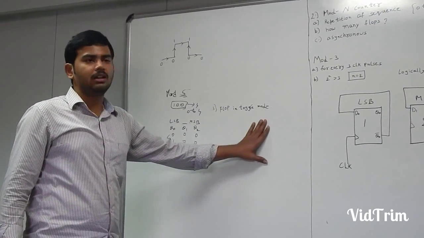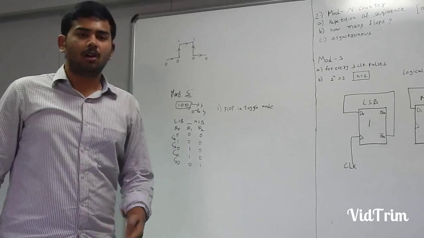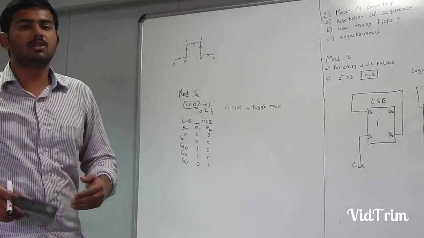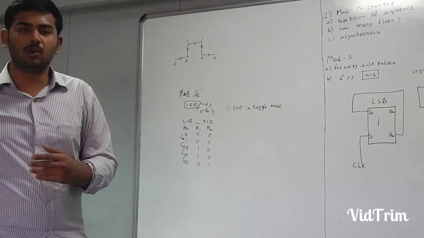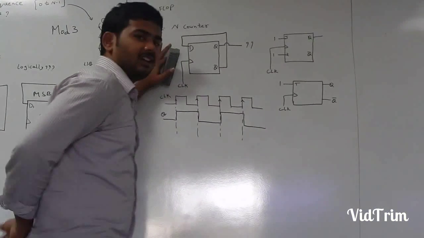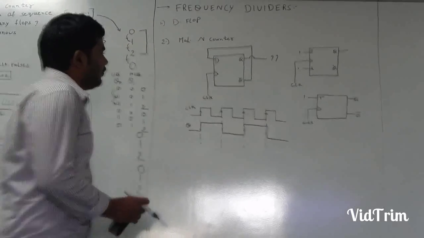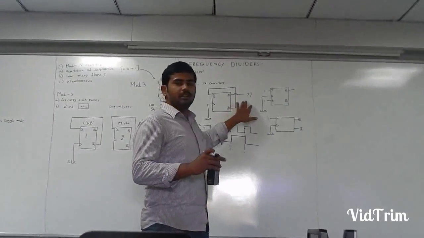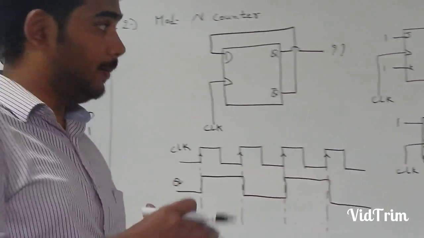Now let us know what toggle mode is. Toggle mode is nothing but every clock pulse the flip-flop should toggle, in the sense it should change the state from 1 to 0, 0 to 1 and so on and so forth. Let us come to this. If we take D flop in toggle mode, toggle mode in the sense output should change from 1 to 0, 0 to 1 continuously.